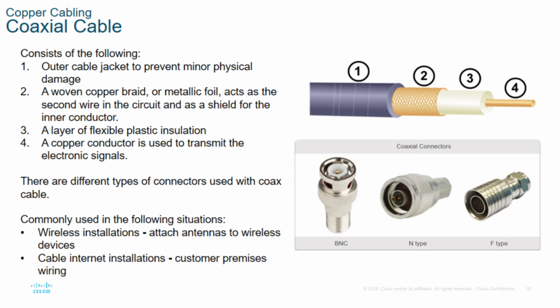There are different types of connectors used with coaxial cable: BNC, N-type, and F-type connectors. Although UTP cables have essentially replaced coaxial cable in modern Ethernet installations, the coaxial cable design is still used in the following situations. Number one is wireless installations, and number two is cable internet installations.